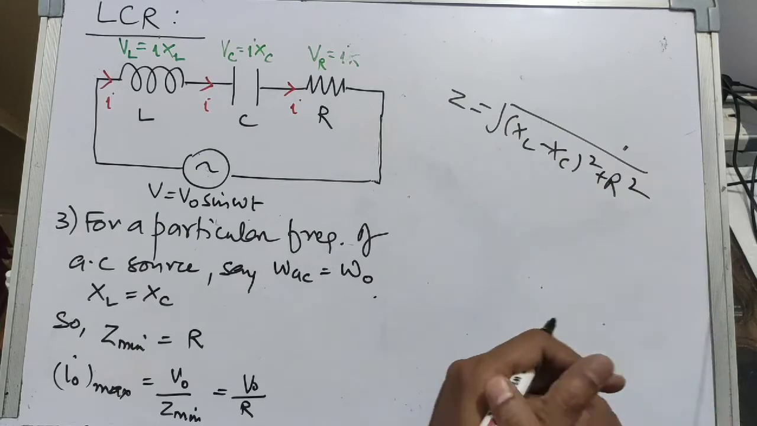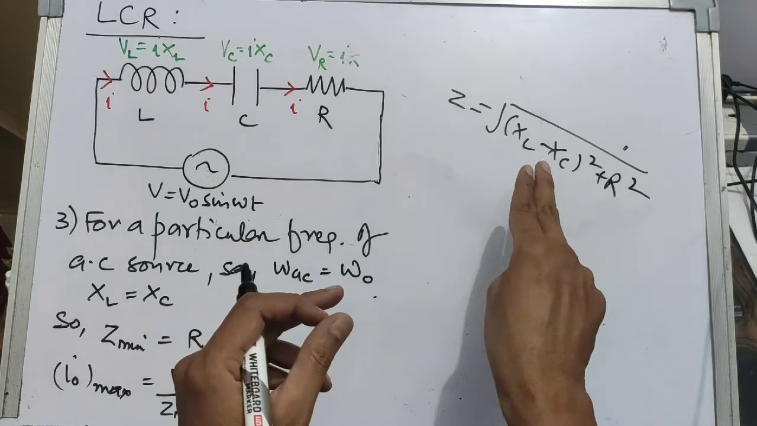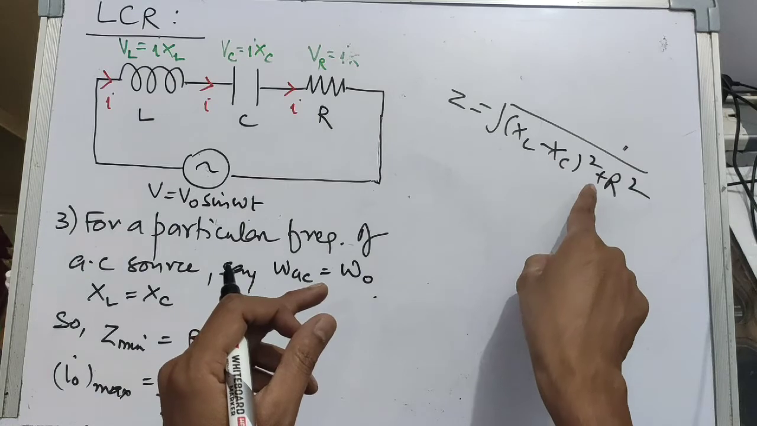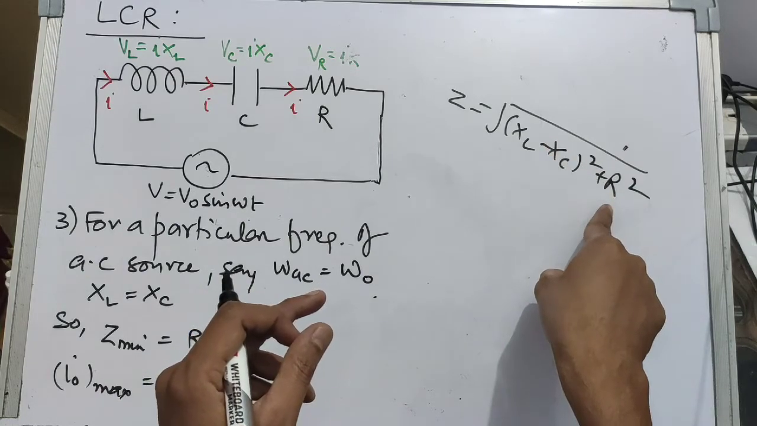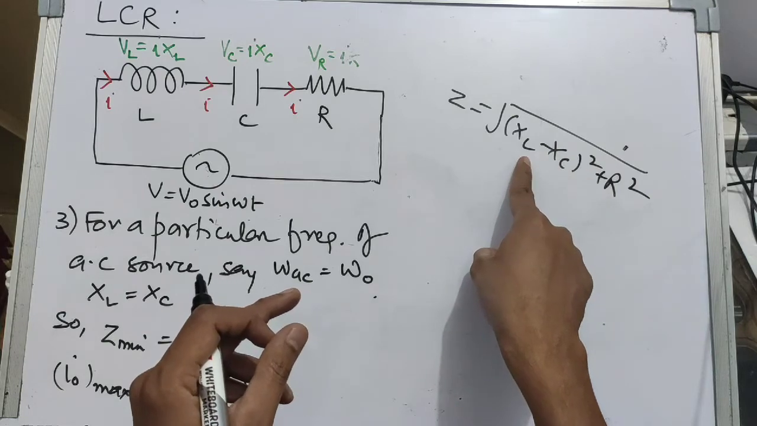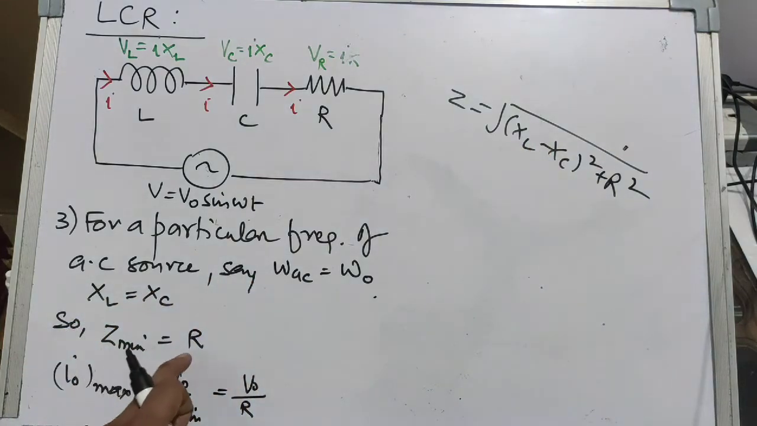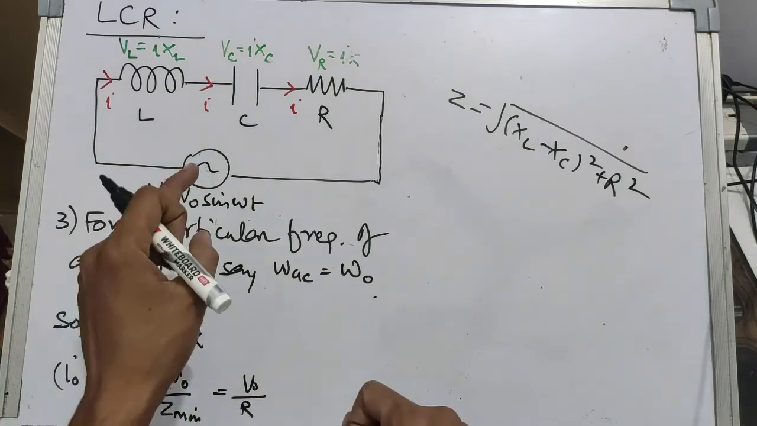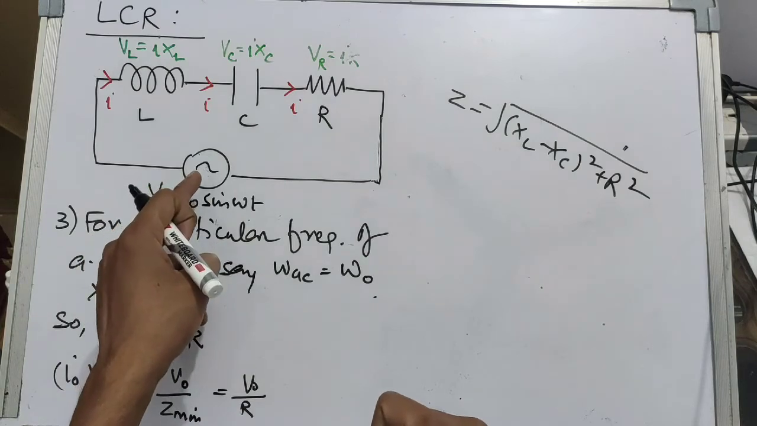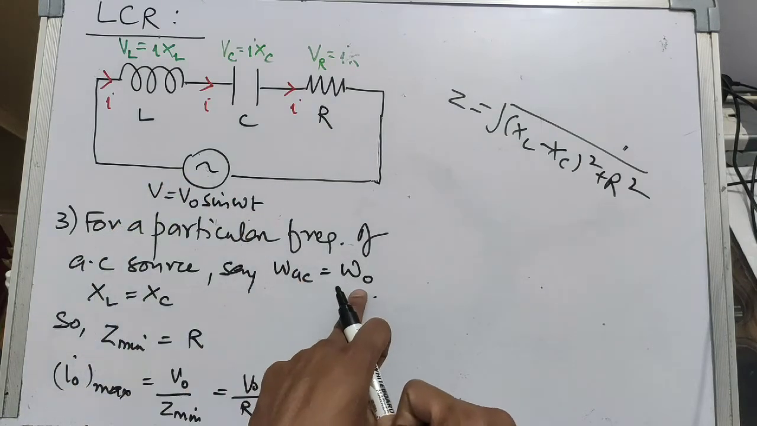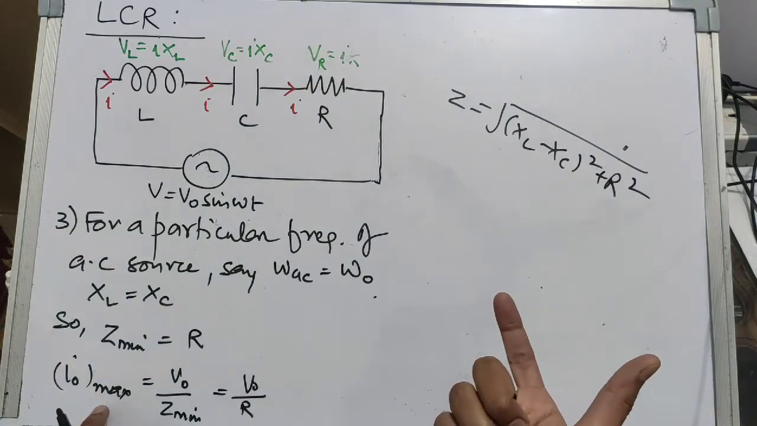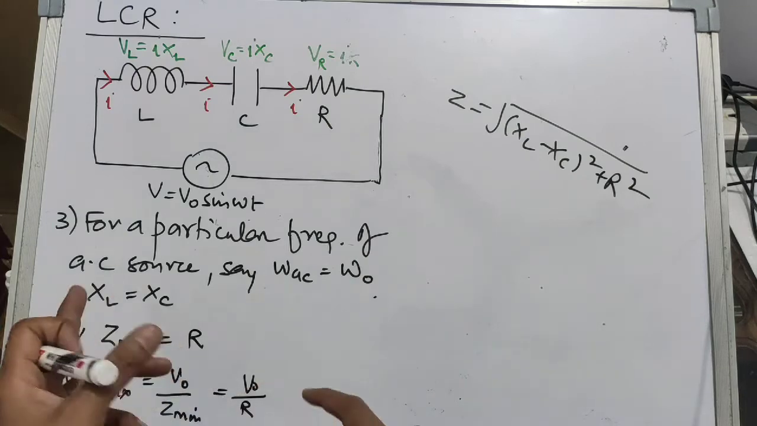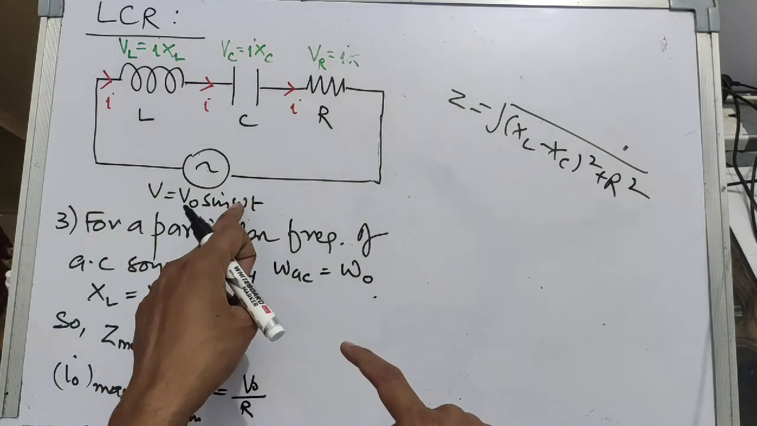This Z is basically the sum of two positive terms. This is a positive one, the square of that, and this is also a positive term. So when one of the terms becomes 0, Z will have its minimum value, simply equal to R. And because of that minimum Z, the current supplied by this AC source of frequency omega naught will be maximum. If you find the peak value of the AC current, it will be maximum compared to the current given by any other frequency source.